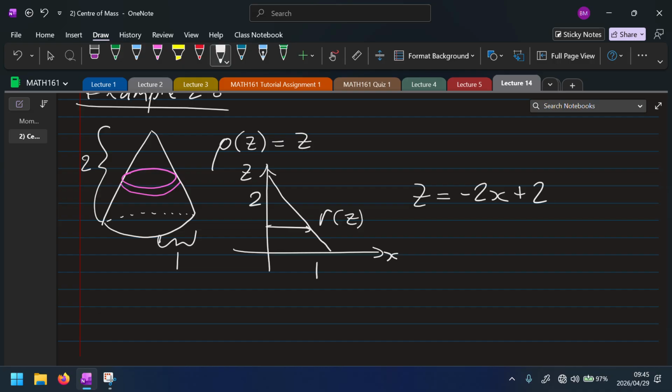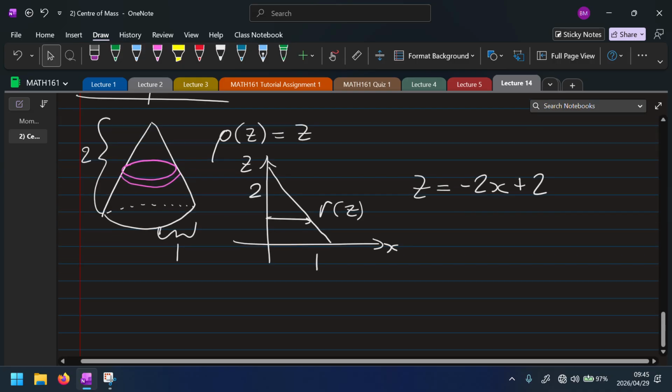Okay, let's do a quick check. When we're at the bottom, what's the radius going to be? Z is 0 at the bottom. X will be 1. Yeah, that's what we wanted. And then at the top, when Z is 2, X will be 0, right? If Z is 2 at the top, X will be 0. Okay, so that works out nicely.